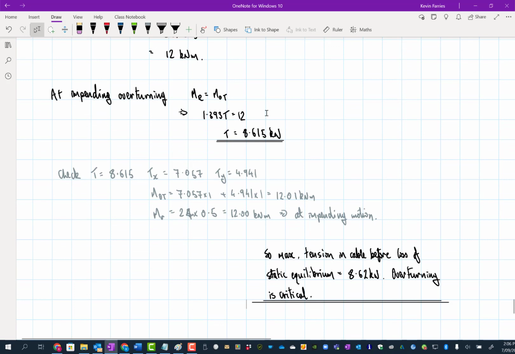Therefore, this is the maximum tension we can allow, because it will start to rotate at that point, and overturning is critical for this problem. So the maximum tension for equilibrium is 8.62 kilonewtons.